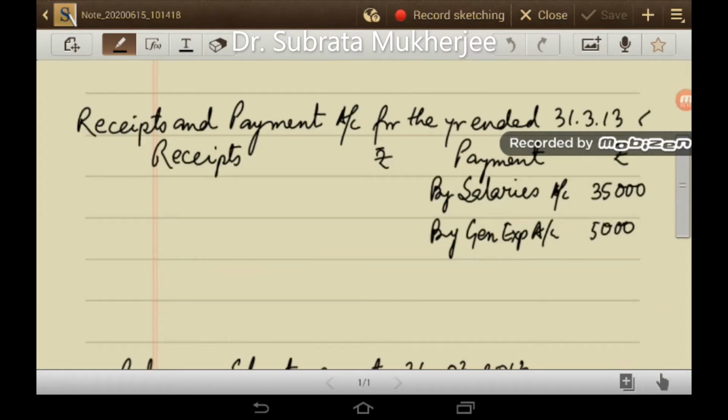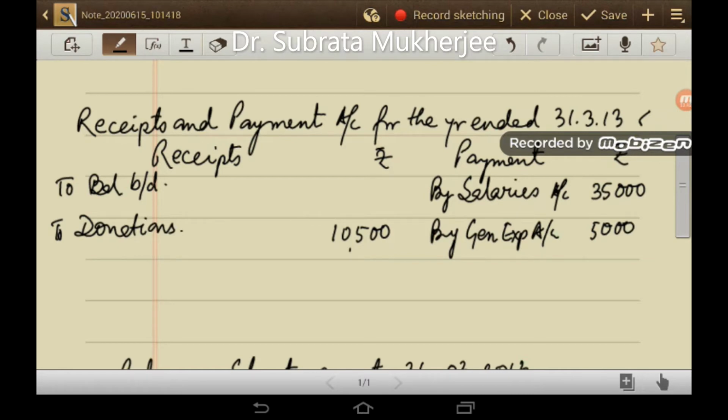Donation will appear on the receipt side. In the first line I have to write the balancing figure, that is the balance of cash or bank, and in the next line I am writing to donation. Donation amount is 10,500. So all the items which are appearing in the income and expenditure account in the question I have posted.